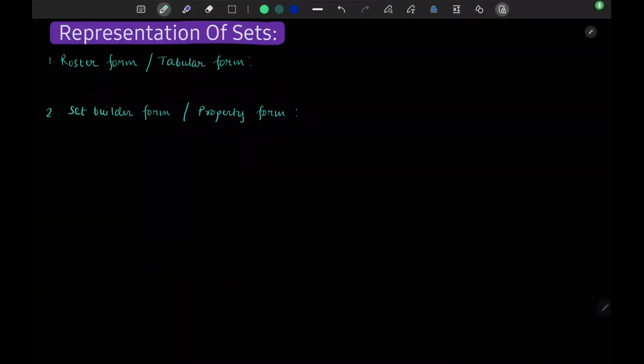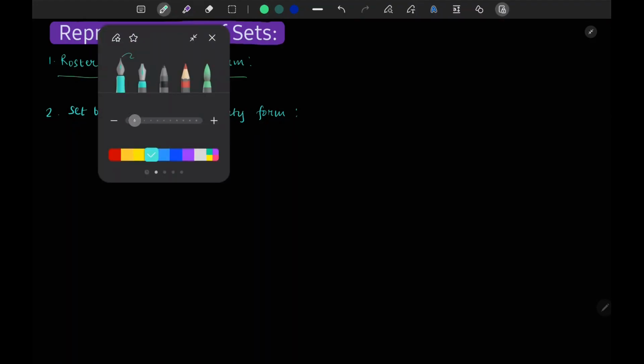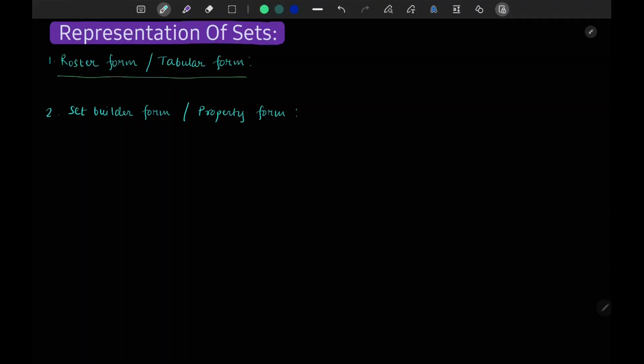In the last video, we discussed what sets are. In today's video, we will discuss how sets are represented. There are two different types of representation of sets. First is known as the roster form or the tabular form, in which all the elements of the set are written within brackets separated by commas.